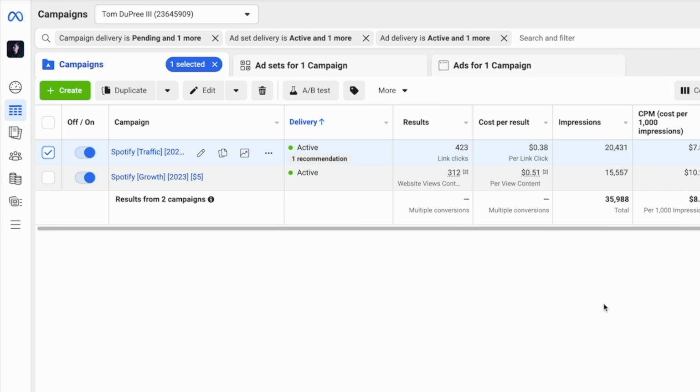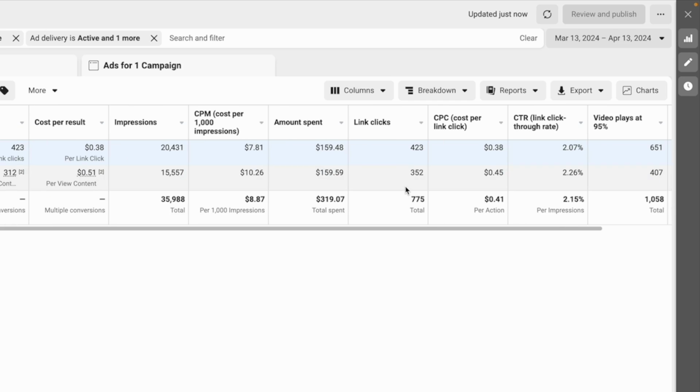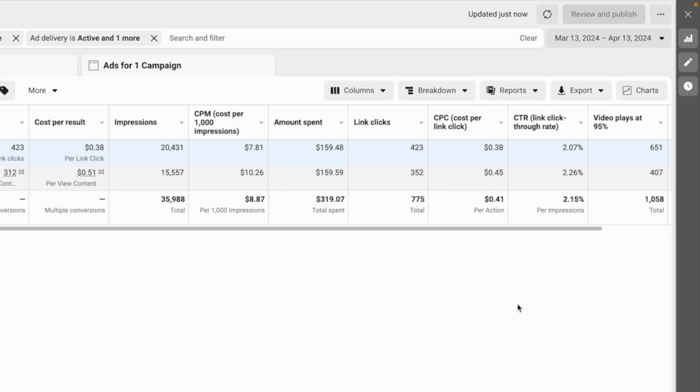And then if we compare that to the conversion campaign, we had 312 website views content, 51 cents per view content, 15,000 impressions, $10.26 was the CPM, and pretty much the exact same amount spent at about $160. For comparison, 352 link clicks compared to 423 for the traffic campaign, compared to 157 for the Spotify campaign. And then if we're comparing apples to apples, 45 cents a click for the conversion campaign, 38 cents a click for the traffic campaign. Again, $1.59 for the Spotify campaign. And then a 2.26% click-through rate for the conversion campaign compared to 2.07 compared to 0.43. So what's going on here?